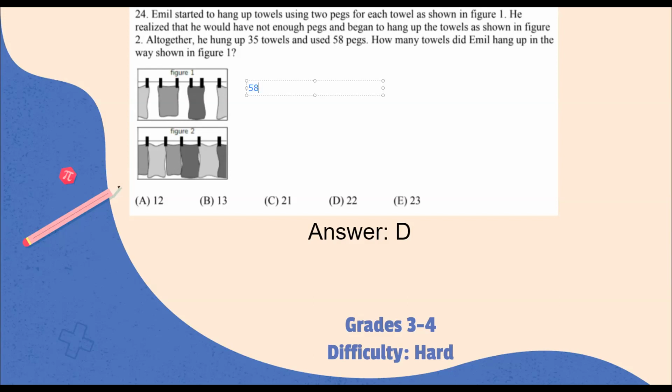So let's start out with the 58 pegs, okay? What's 58 minus 35? That's not 22, that's 23, okay? Now can anyone tell me why the answer might not be 23 and why the answer is 22?